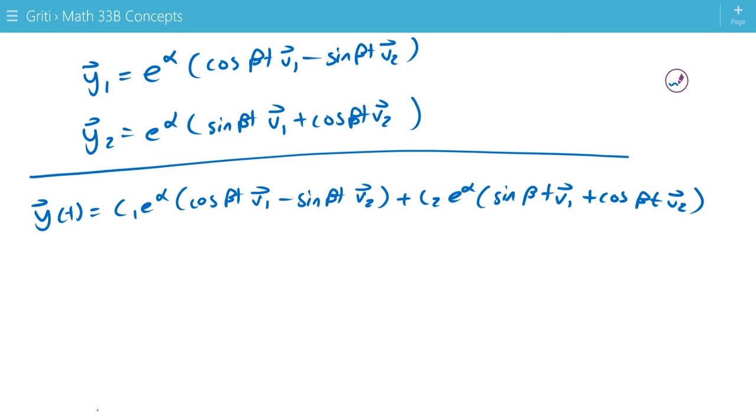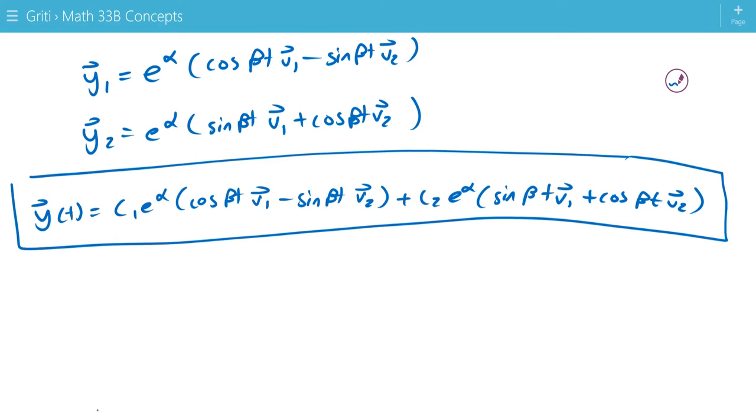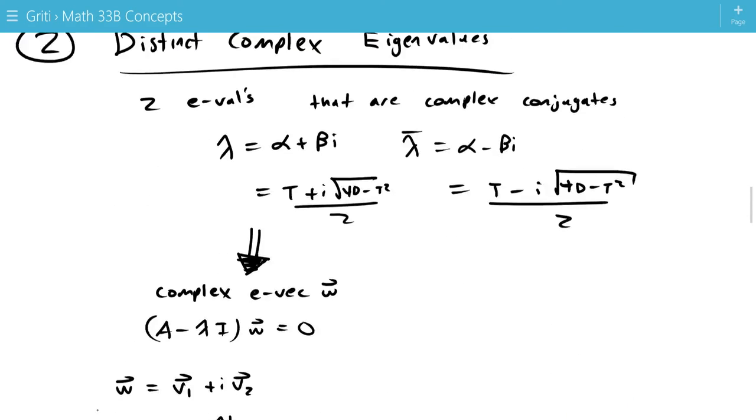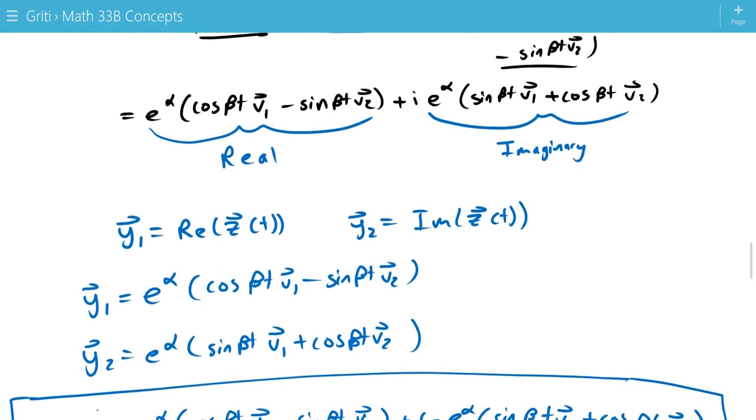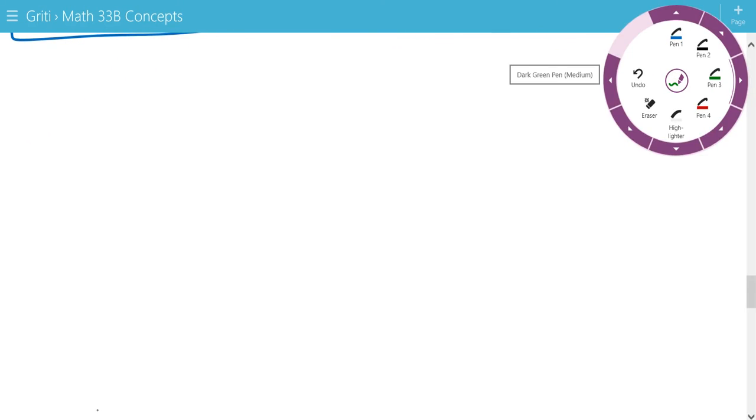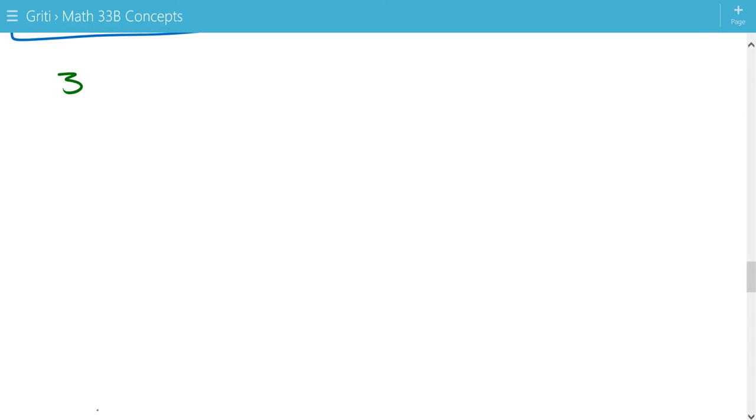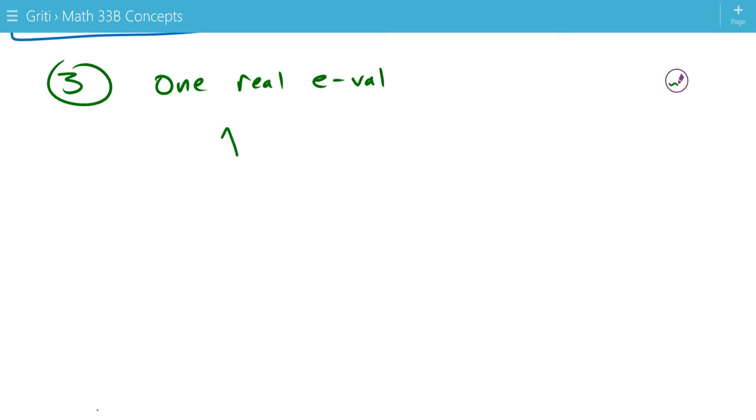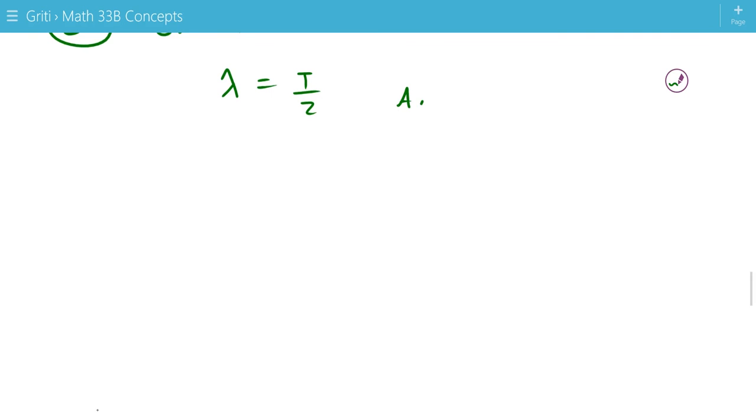So it's not really necessary to memorize this. It's better just to memorize the process, and it'll be easier once we see an example. So let's do our third case. Third case is where we had one real eigenvalue, and that eigenvalue is going to be t over 2, and it has an algebraic multiplicity, I'll just call it am 2.